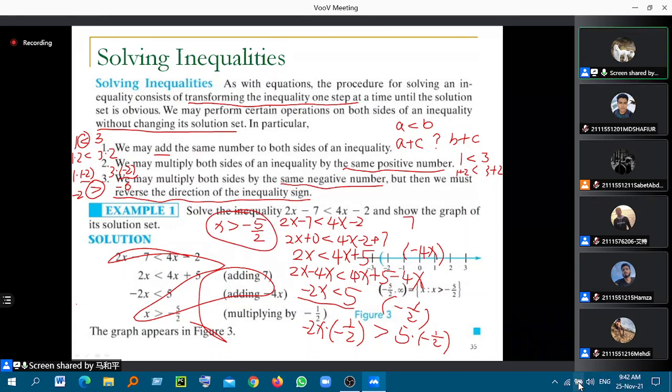And then we see the graph of its solution. So the graph has this is 0, this is minus 5 over 2, like this, right? Like this, greater than this. So, any questions?